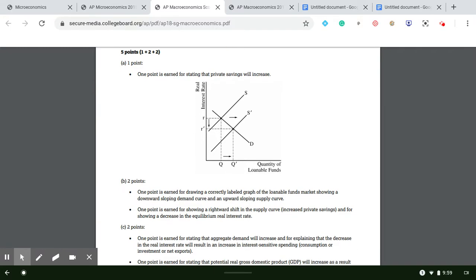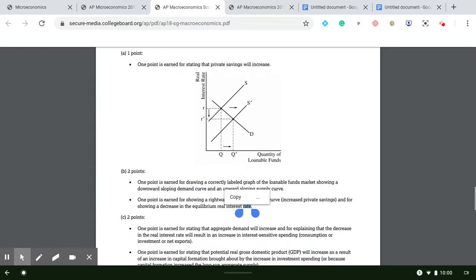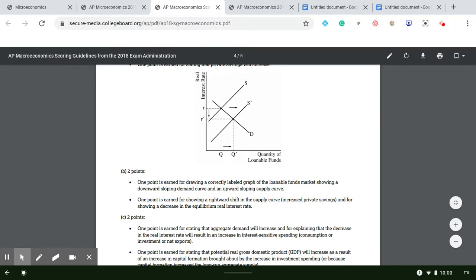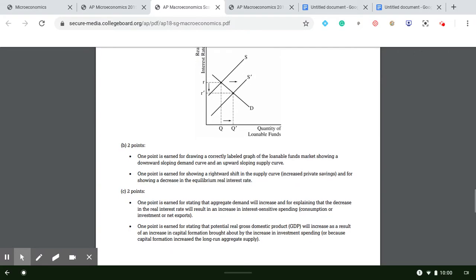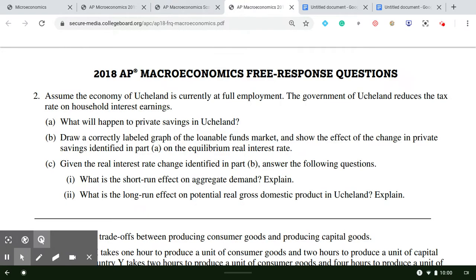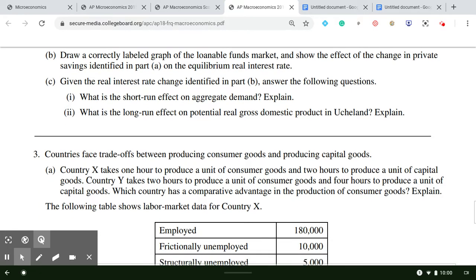You got your point for saying private savings will increase. Here's your correctly labeled graph showing the increase in supply of loanable funds, or of savings, and the decreased real interest rate. Aggregate demand will increase, and explain that the decrease in the real interest rate will result in an increase in interest sensitive spending. One point is earned for saying that potential real gross domestic product will increase, from the increase in capital formation brought about by the increase in investment spending, and it'll increase the long run aggregate supply. So, easy enough, a straightforward one.